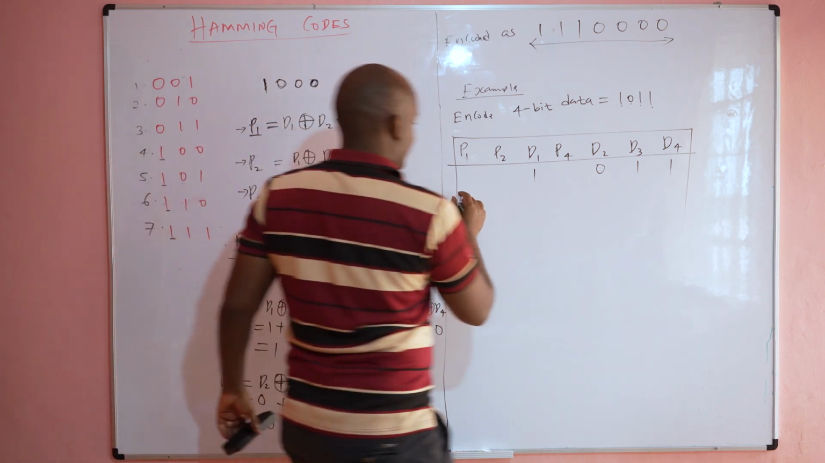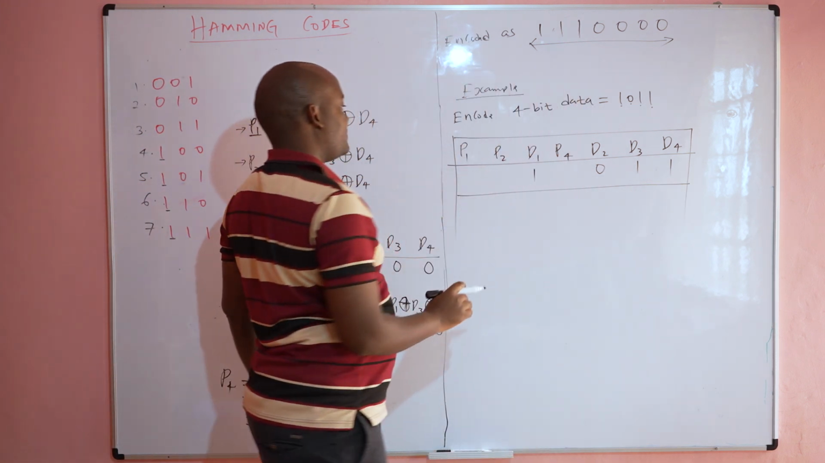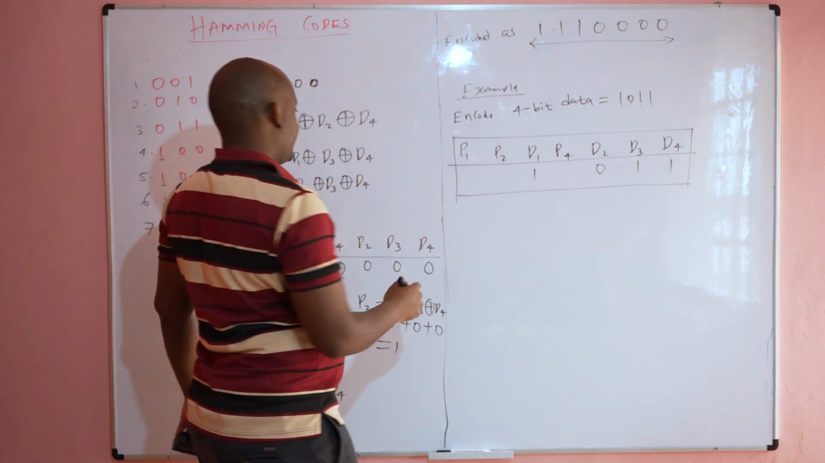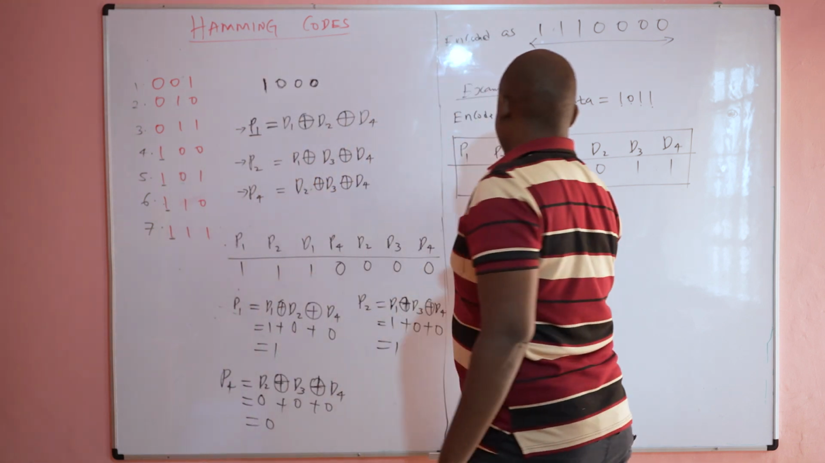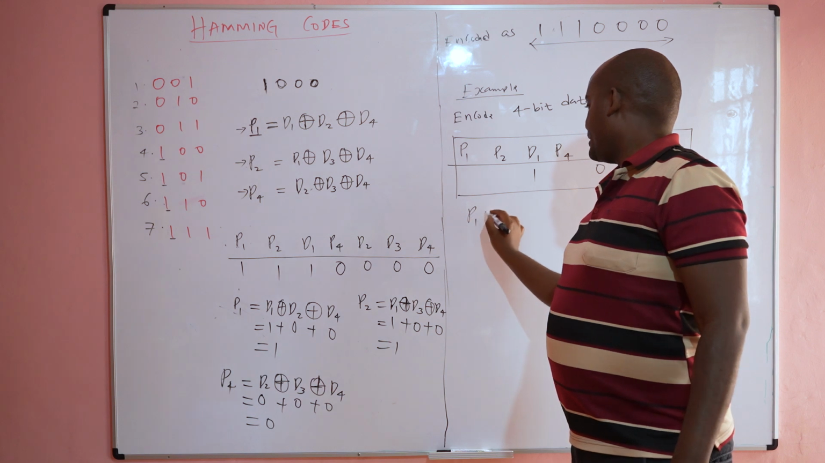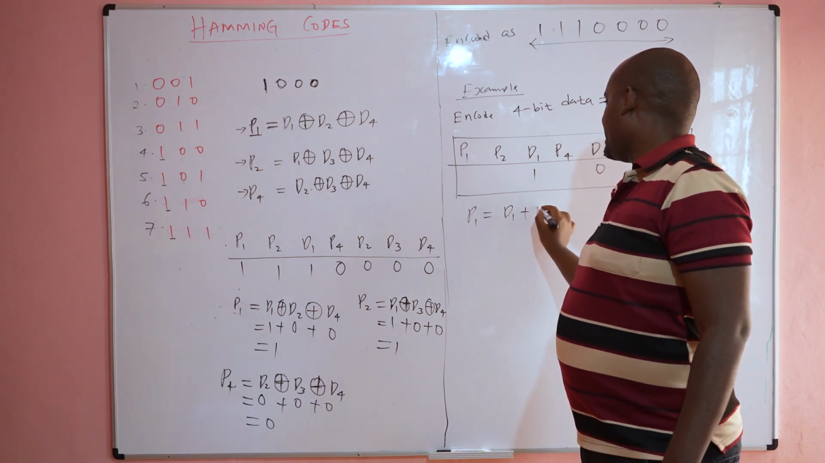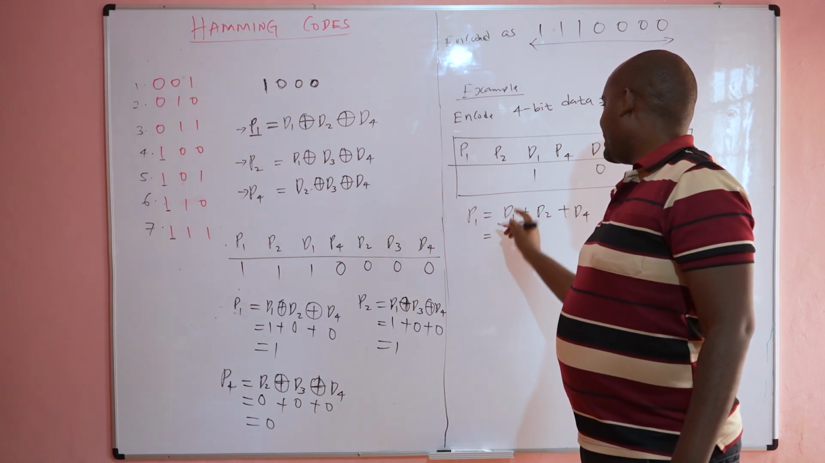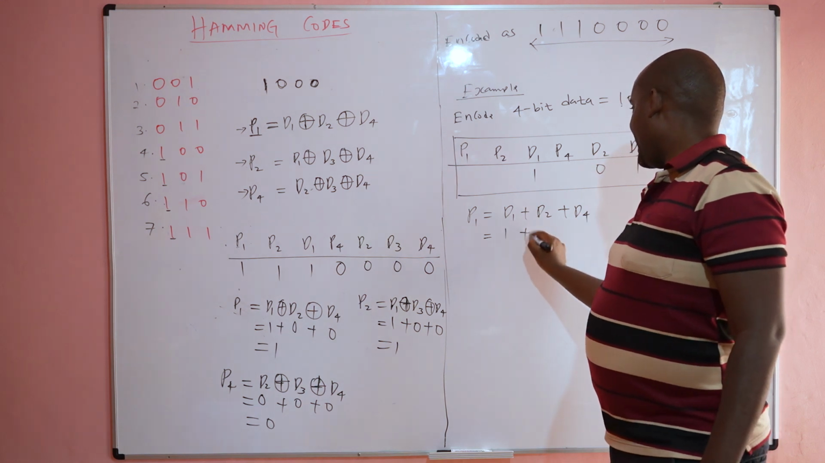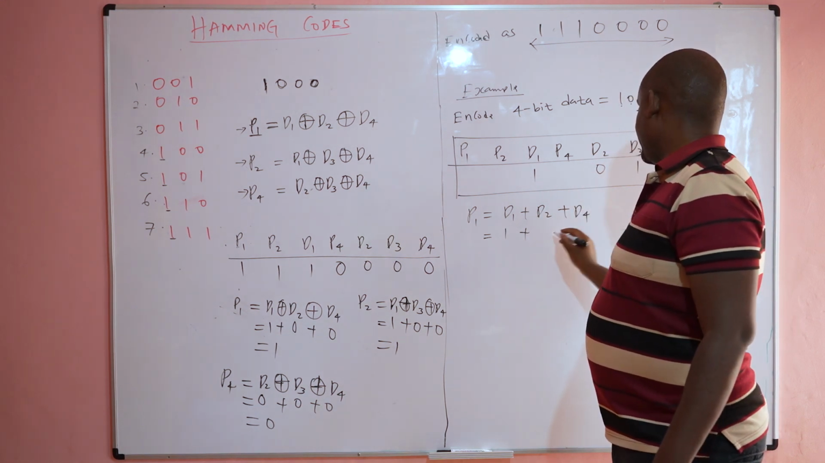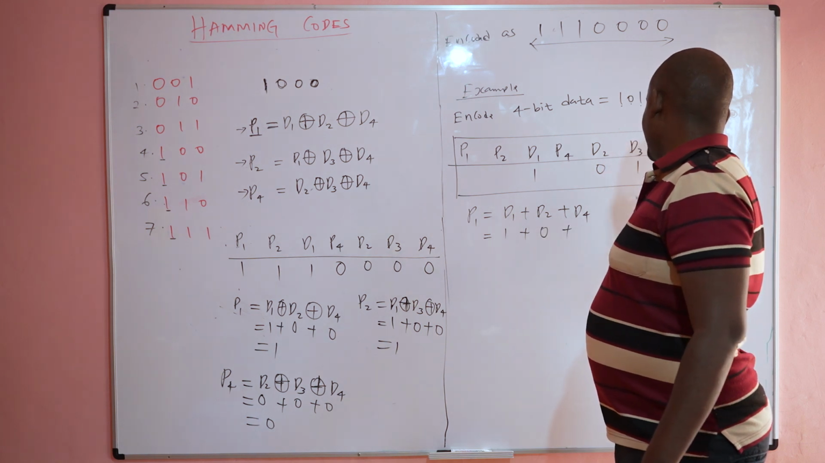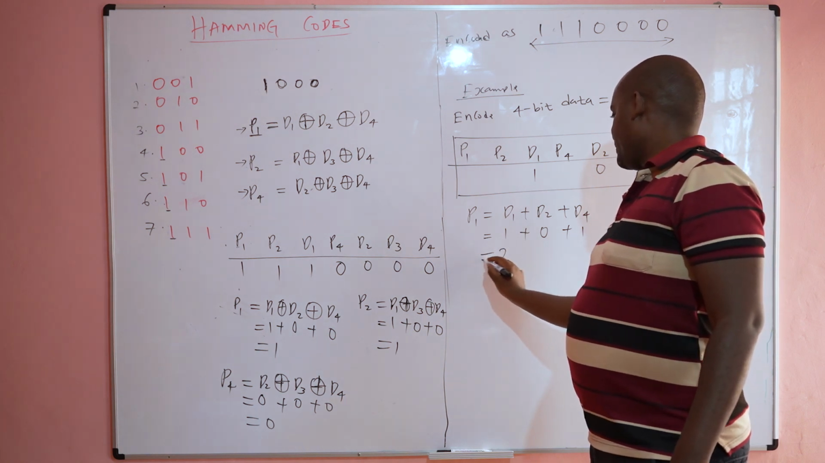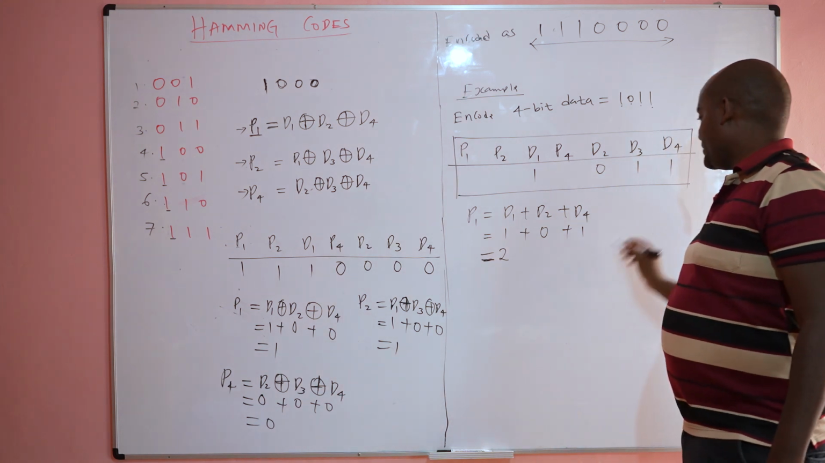So next we fill in these positions P1, P2, P4, which are now the parity bits. Now we said from the previous example that P1 is given by D1 plus D2 plus D4. So in our case here, we take 1 plus our D2 which is 0 plus our D4 which is 1. You can see this is giving us a total of 2. But in binary numbers we deal with zeros and 1.